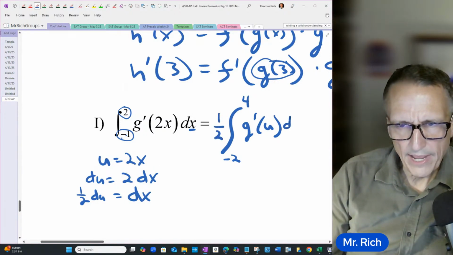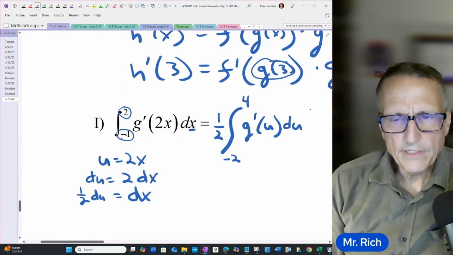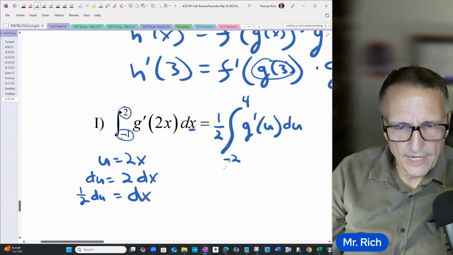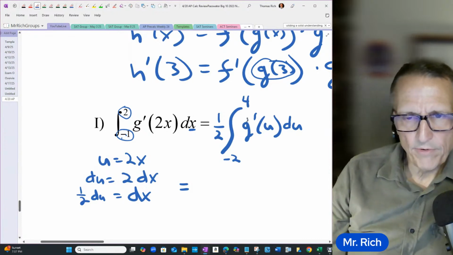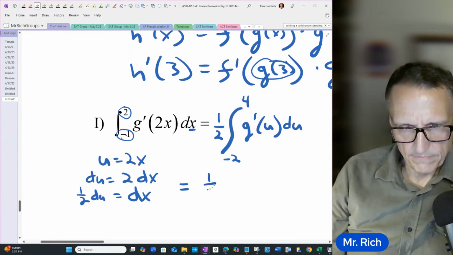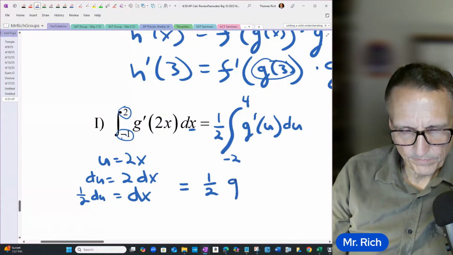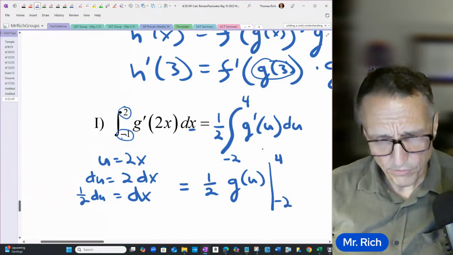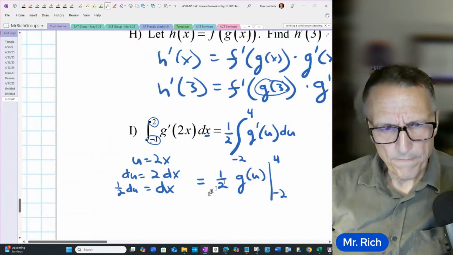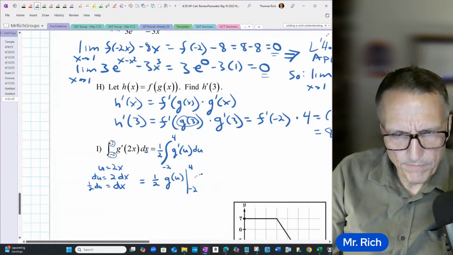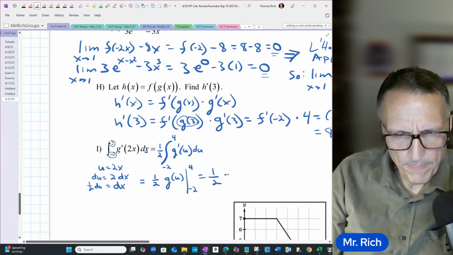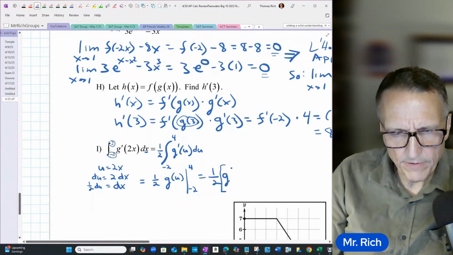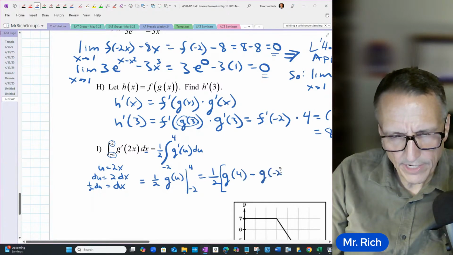I will go ahead and pull the 1/2 out to the front as a constant, and then stick the du there. And then when I take the antiderivative, well, the antiderivative of g prime is going to be g of u. And I would evaluate that using the fundamental theorem of calculus from a u value of negative 2 to 4. And therefore, this is going to be 1/2 times, that 1/2 is going to stay out here, waiting for me to do g of 4 minus g of negative 2.